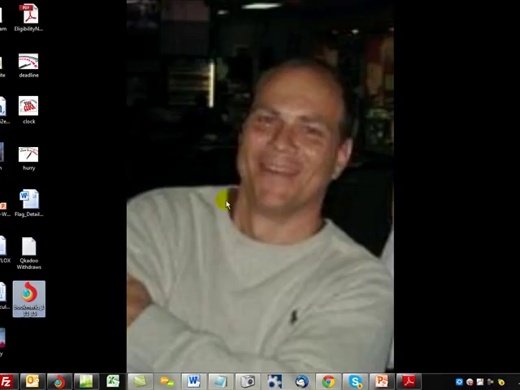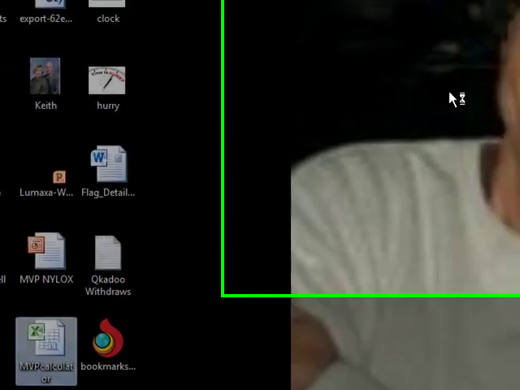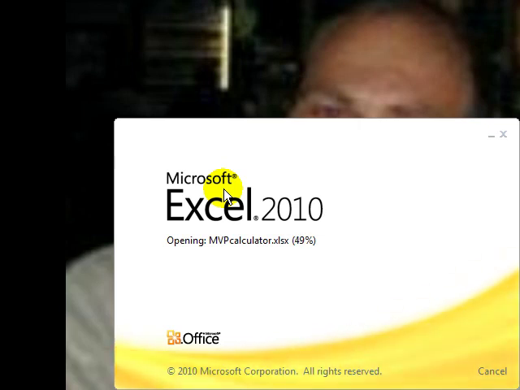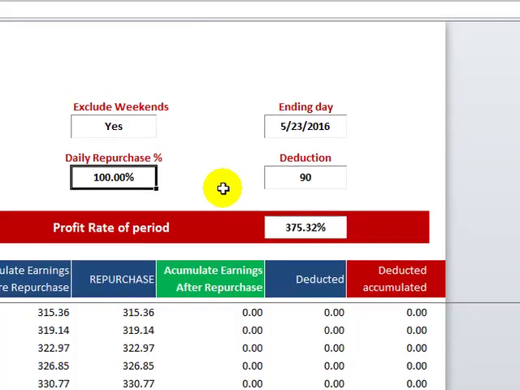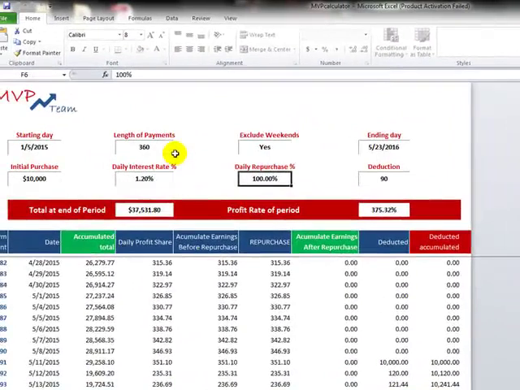So I'm going to go to my desktop. And let me see if I can find this calculator. Here it is. I'm going to click on this, and it should go ahead and open up the calculator. Just give it a couple seconds, and once it opens up, it should look exactly like this. And I'm going to explain and show you how to use this calculator. And when you first open it, okay, this is what it should look like.